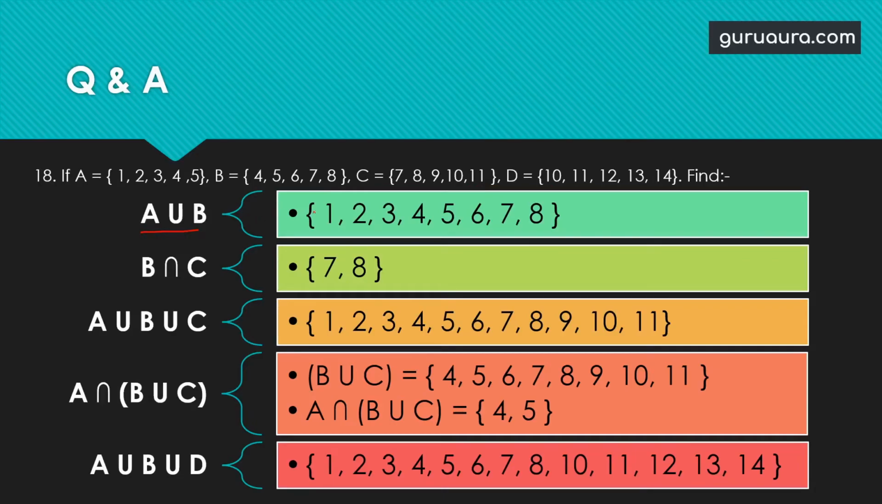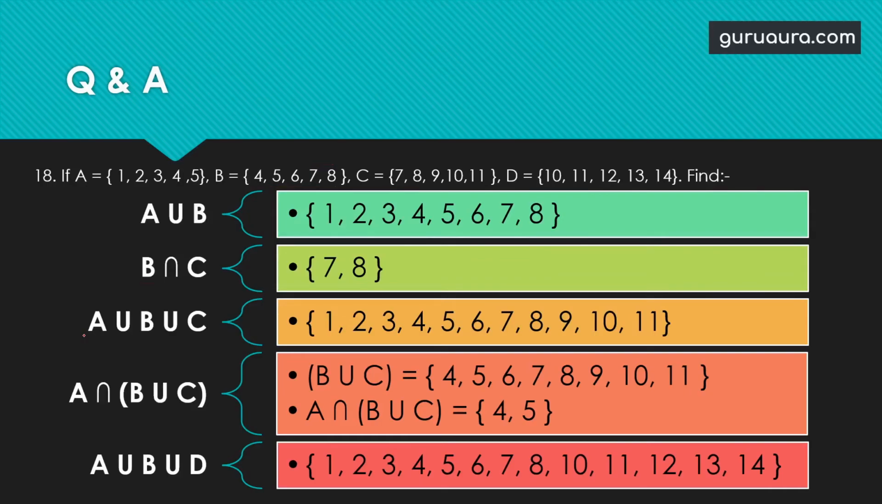So first you need to find A union B. So what will be A union B? A union B will consist of all the elements from the set A and B, which will be 1, 2, 3, 4, 5, 6, 7 and 8. Now next you need to find B intersection C. That means the common elements from the set B and C. Now which elements are common to both the sets? The elements 7 and 8 are common in both the sets. So B intersection C will consist of the elements 7 and 8.